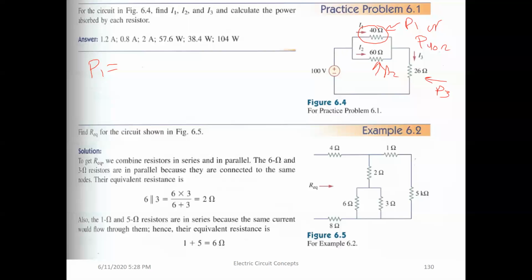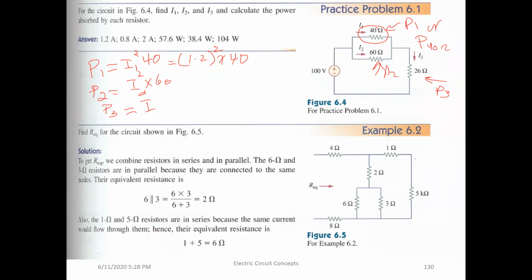Then P1 would be I squared. Now which I? I2? No. I3? No. Has to be I1 squared, multiplied by which resistance? 40. So I1 would be 1.2, if I don't forget, times 40. And then same thing for P2, it would be I2 squared multiplied by 60. And then P3, which is where's the P3?